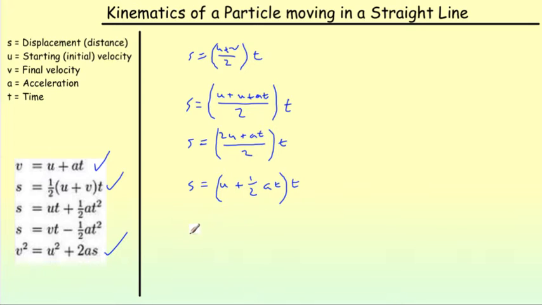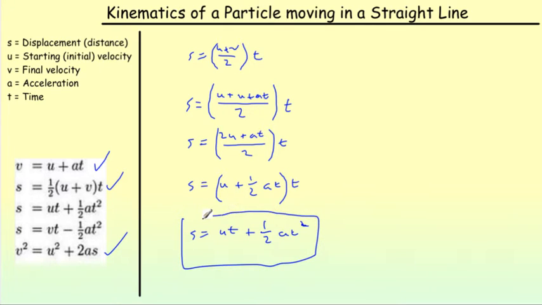So finally, when we multiply each term inside the bracket by t, we end up with S is equal to ut plus a half at multiplied by t, which is going to give us a half at squared. So a half at squared. And that equation there is our fourth SUVAT equation, which we have over here. S is equal to ut plus a half at squared.